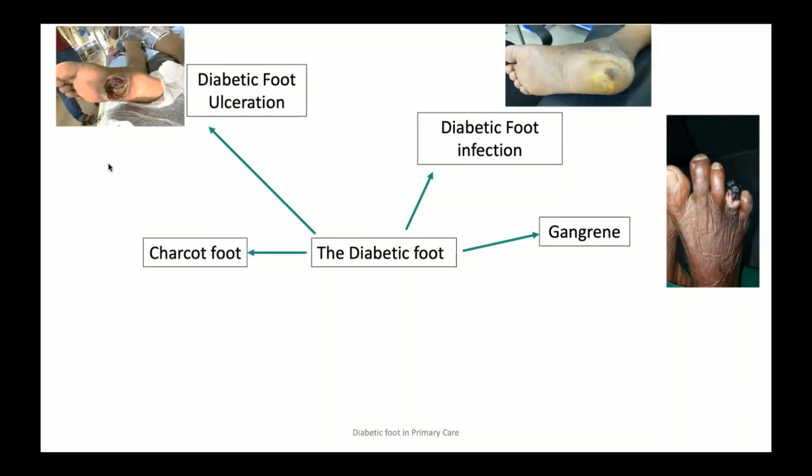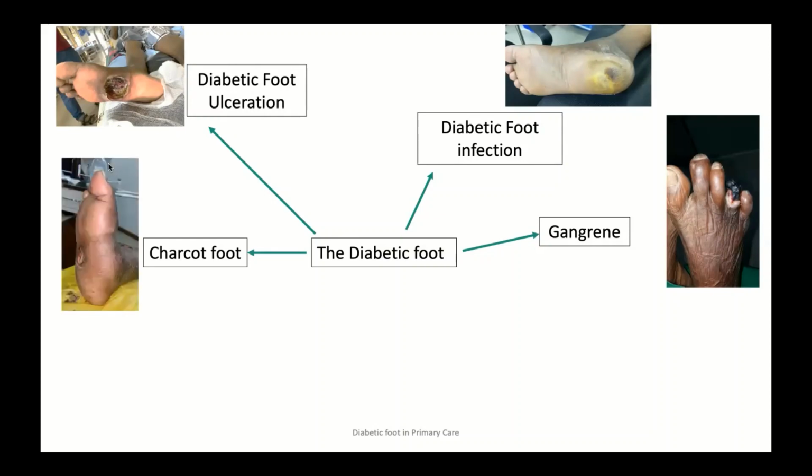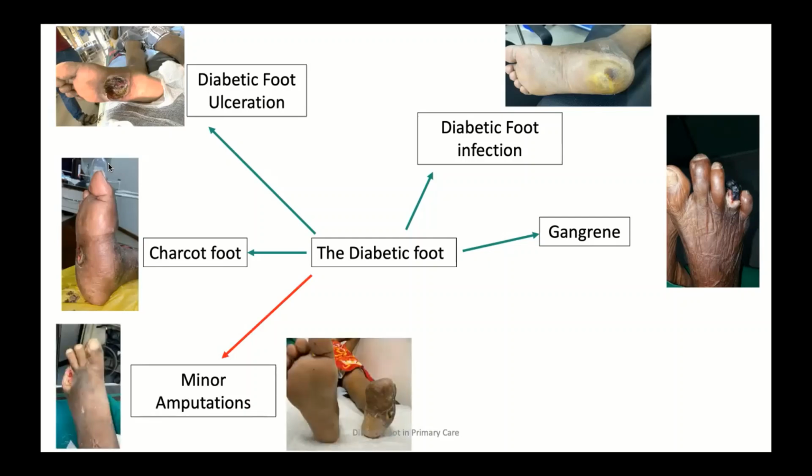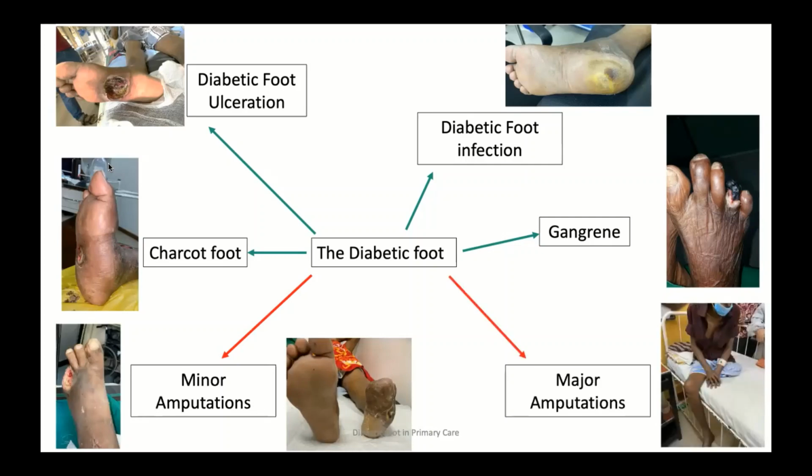There's an entity called Charcot foot, where there is no ischemia, but the foot has significant deformity, and that leads to neuropathic ulcers. The end result is that patients are going to lose tissue. That can be in terms of minor amputations for some patients, and some people will end up with a major lower limb amputation. So this spectrum of disease needs to be made known in terms of the surgical problem of diabetic feet.